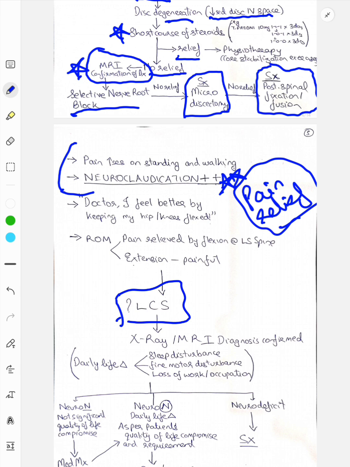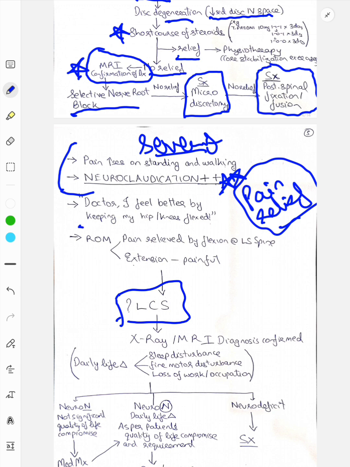You ask the walking time and the standing time. After how long do you have to sit? After how long are you having the radicular symptoms? After how long are you having the pain, low back pain with lower limb radiculopathy? That is when you know the severity of the neurogenic claudication. And it is very important to understand, because on follow-up also you can understand the change in severity, the progress in the disease, right?